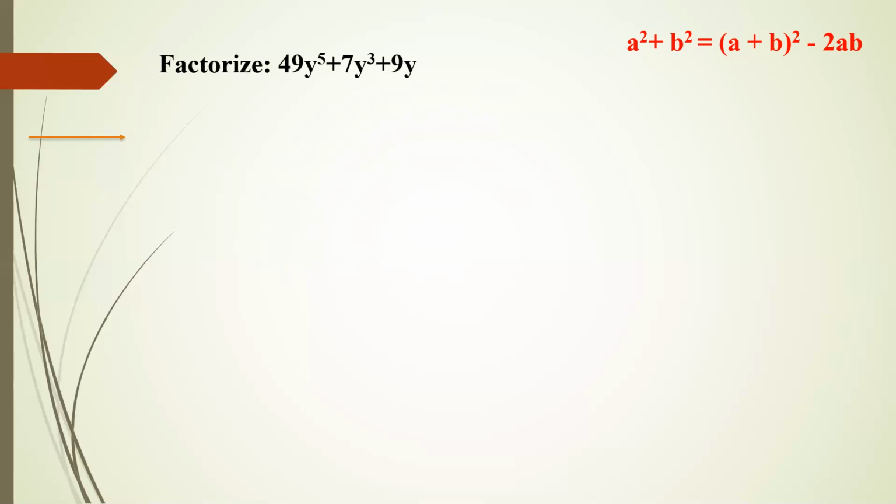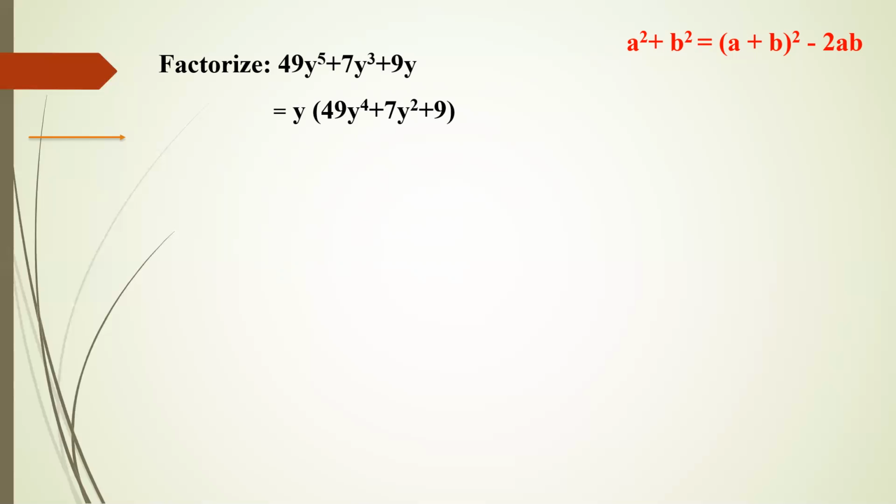Look at this expression now. As I told you, whenever you see the power 4, we factorize in that way. But here there's no power 4. But remember, whenever you start factorizing any expression, what is the first step always? That is taking common. Now here, you can see that y is common, right? If you take the y, then what will remain? 49y to the power 4 plus 7y square plus 9.